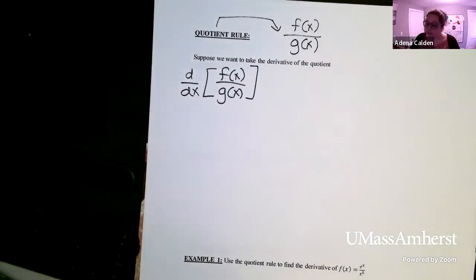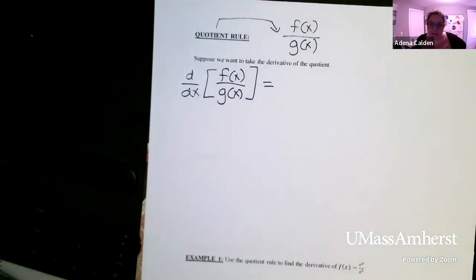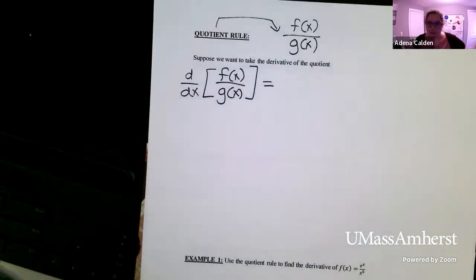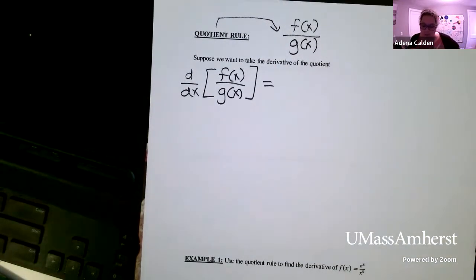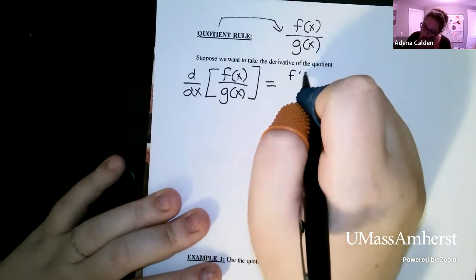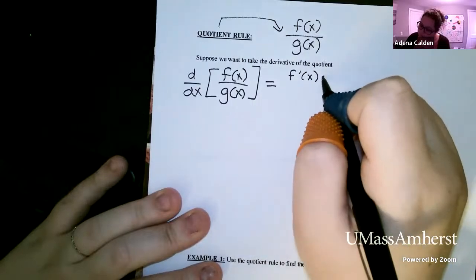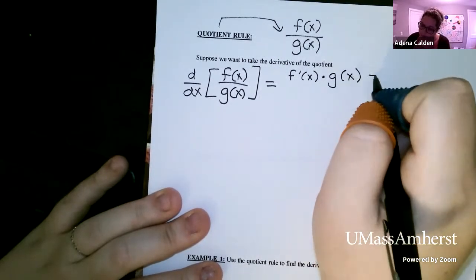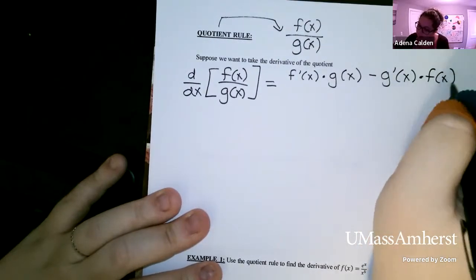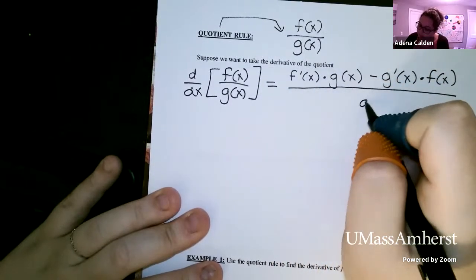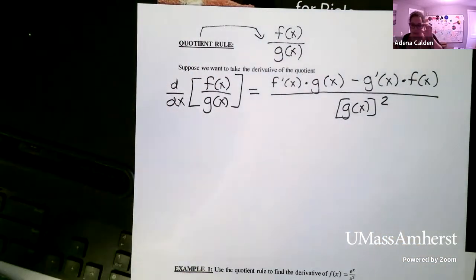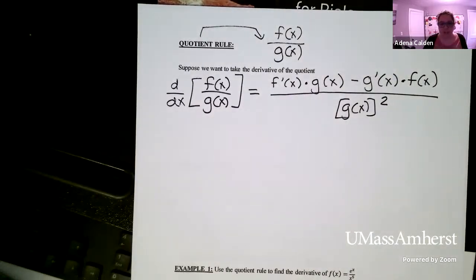Okay. Now this particular formula, derived by looking at lots of limits and things like that, is a little more picky. First I'm just going to give you the formula, and then I'm going to talk about what's picky about it so that we don't mess anything up. So the formula here is going to be f prime times g of x minus g prime times f of x, divided by g of x squared.